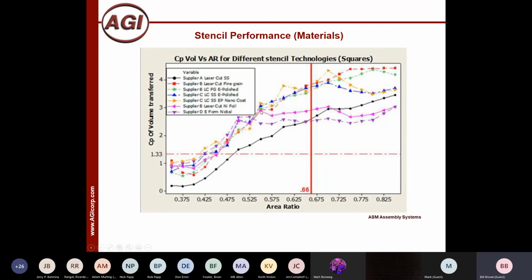And you can kind of see, for the most part, around that 0.55 area ratio, most of them are all playing on the same ball field. So a lot of times, from 0.66 to 0.55 area ratio, you can get away with using a fine grain laser cut stencil.